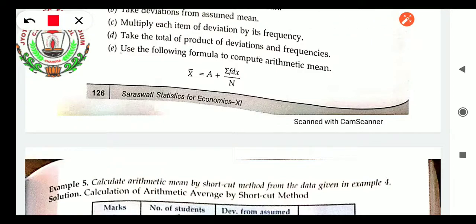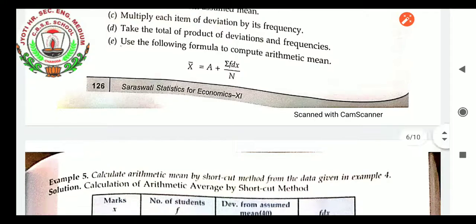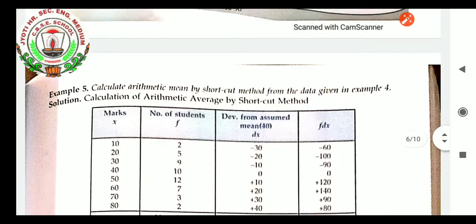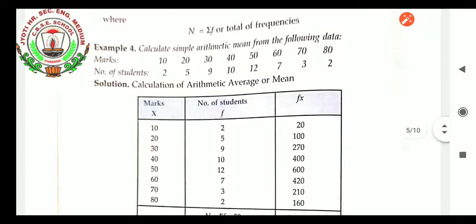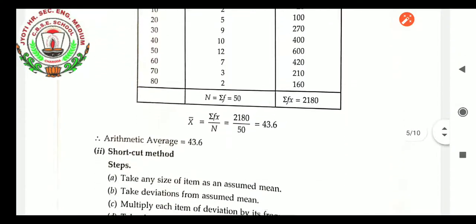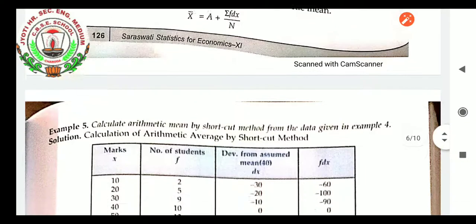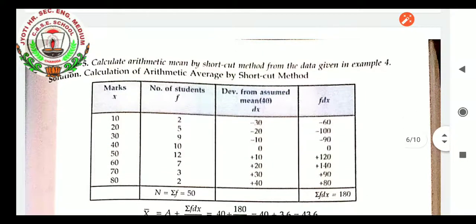Let us have the calculation of one of the questions. Let us calculate the arithmetic mean by the shortcut method from the data given in example number 4. It means from this same data we will be calculating by the shortcut method. The tabular data will come from the formula itself. Here you can see, calculation of arithmetic mean by the shortcut method. Marks is represented by x, number of students by f.